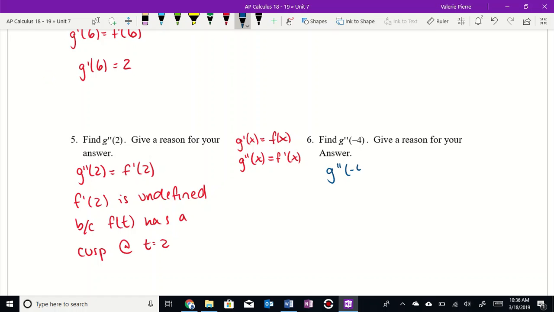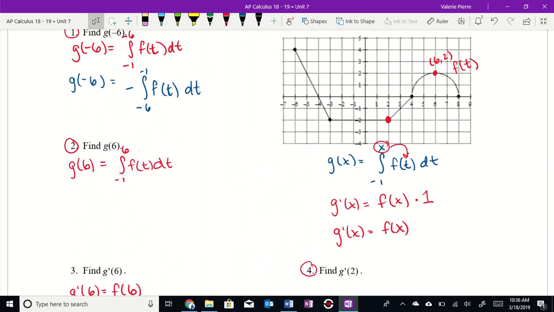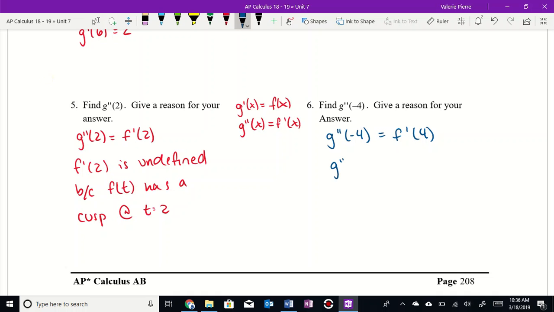And g double prime of -4, however, might exist. So f prime of -4. So if we look at -4, -4 is on a line, which is great. So all we need to know is the slope of that line. So rise over run, we have -6/3. So g double prime of -4 is equal to -2 because the slope of f of t at t equals -4 is -2.